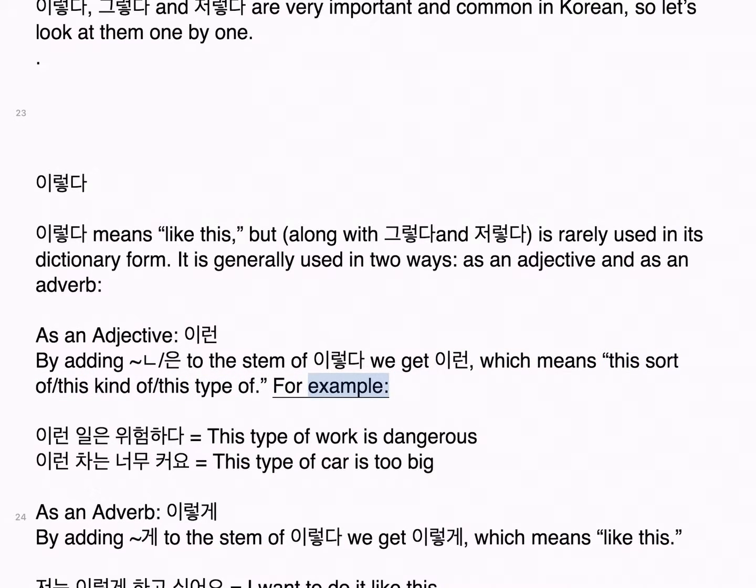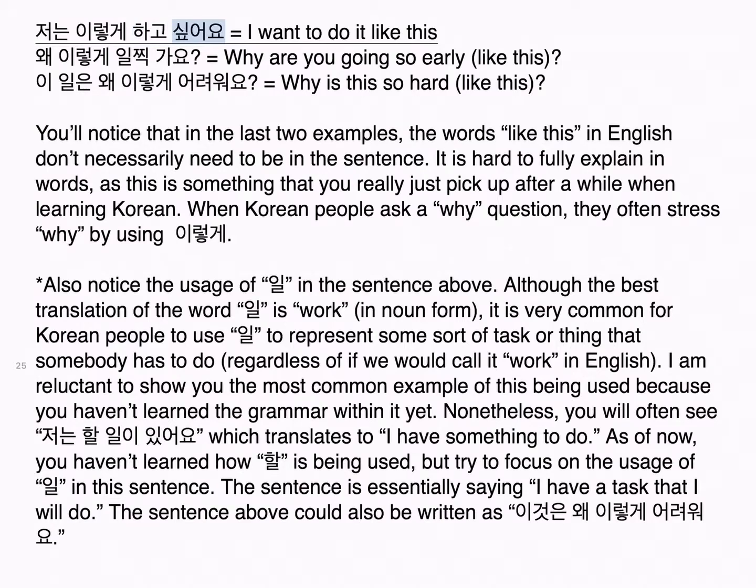For example, 이런 일은 위험하다. This type of work is dangerous. 이런 차는 너무 커요. This type of car is too big. As an adverb, by adding 게 to the stem of 이렇다, we get 이렇게, which means like this. 저는 이렇게 하고 싶어요. I want to do it like this.